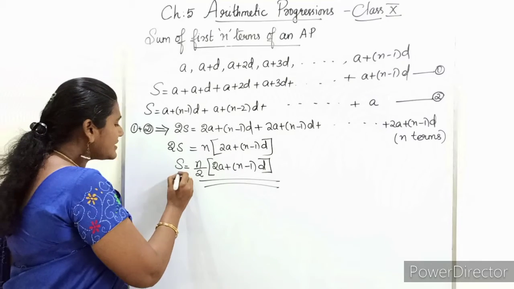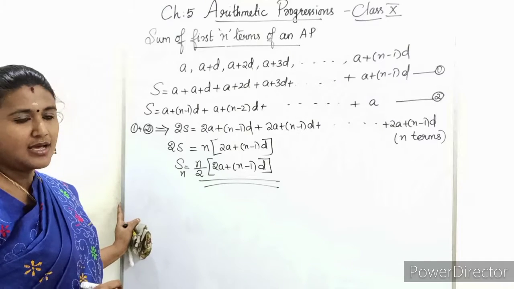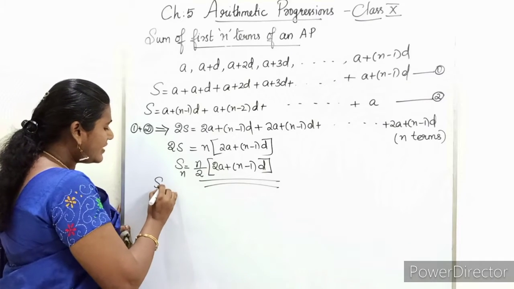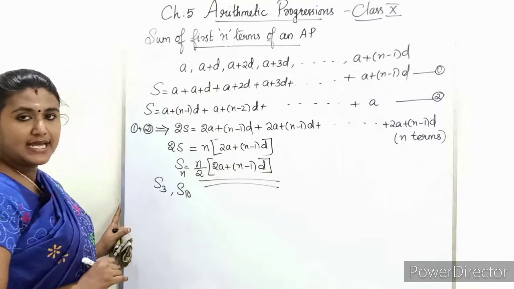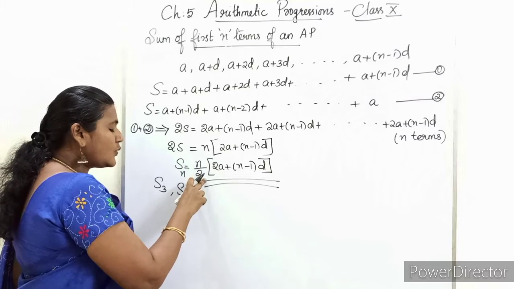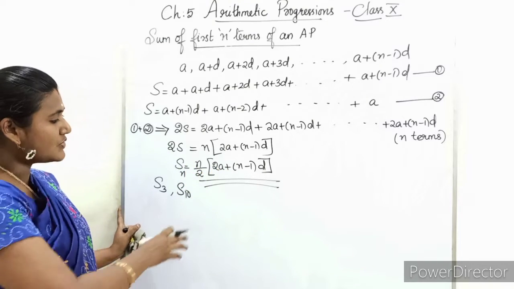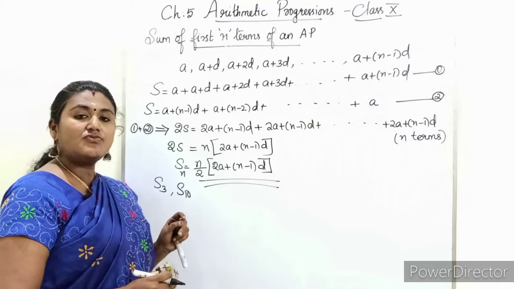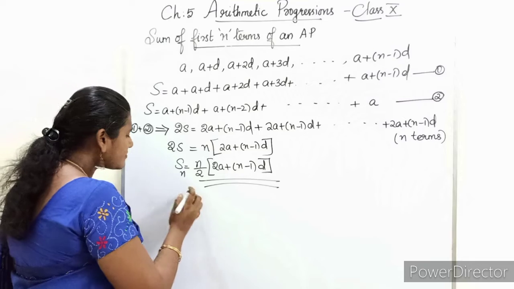Normally we will denote the sum of first n terms by Sn. Sum of first 3 terms we will denote by S3. Sum of first 10 terms we will denote by S10. So Sn formula is n by 2 into 2a plus n minus 1 into d. So this is the formula. From this formula we can derive another formula also.